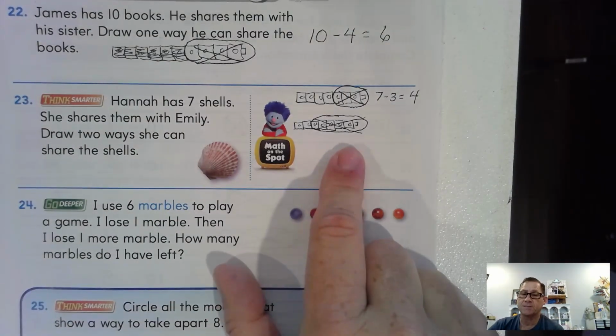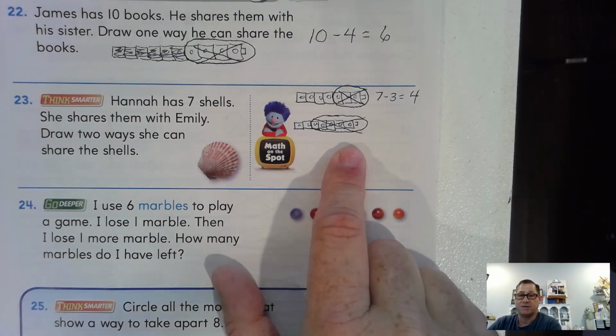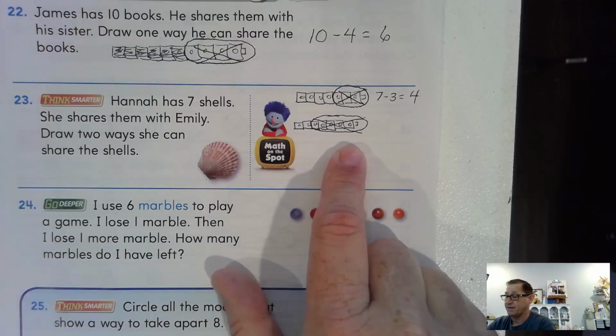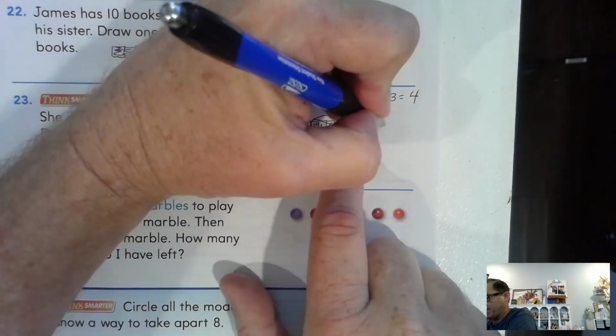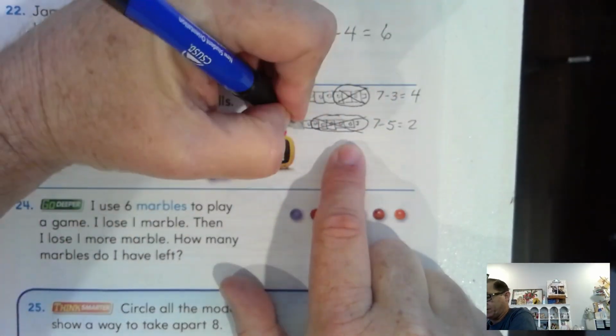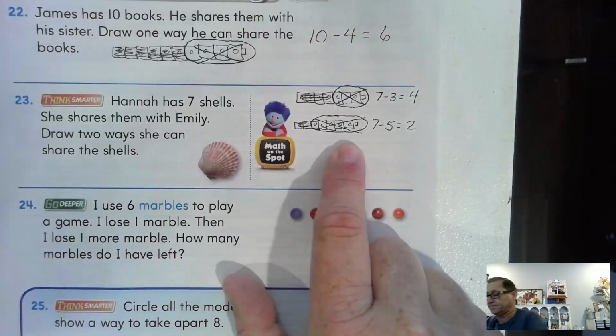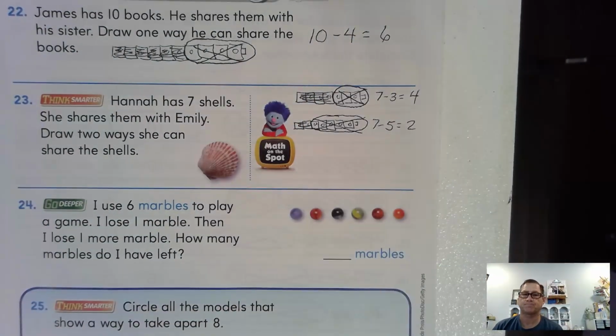Remember, the part crossed out means you're taking it away. Okay, that means you're giving it to somebody. Okay, so here I'm going to give away 5. And that would leave me 2. And again, you can share them any way you want.